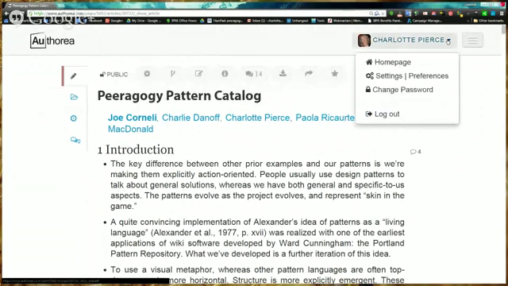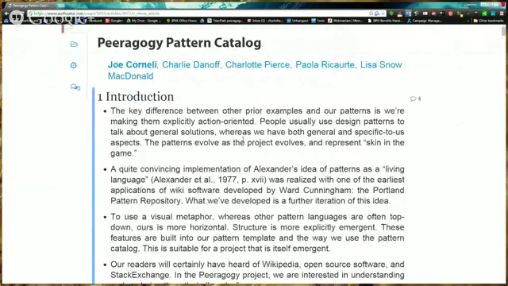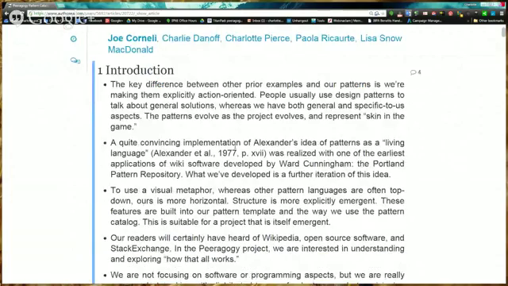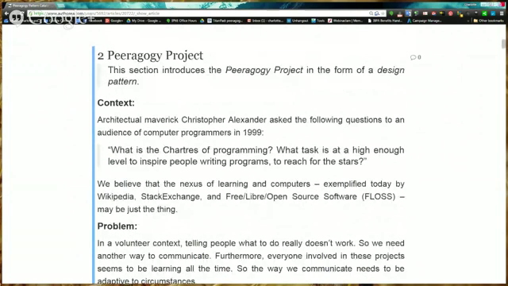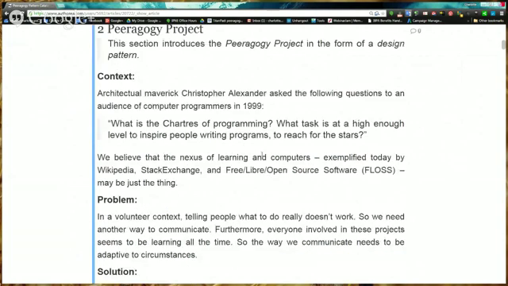Yeah, so we have an introduction, which is the newest section and needs the most work, and at the same time I defer working on it till a bit more of the content is there. So then the next one is the Peeragogy project, which has now been structured as a design pattern. This one has gotten probably the most feedback from Lisa and Paula, who both gave it a good once-over recently, and it's been improved since then. I don't claim it's perfect, but this section 2 explains what the project is all about.